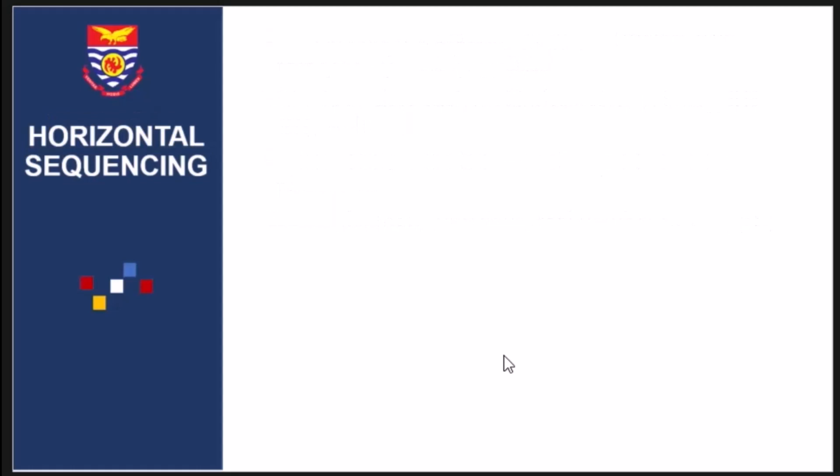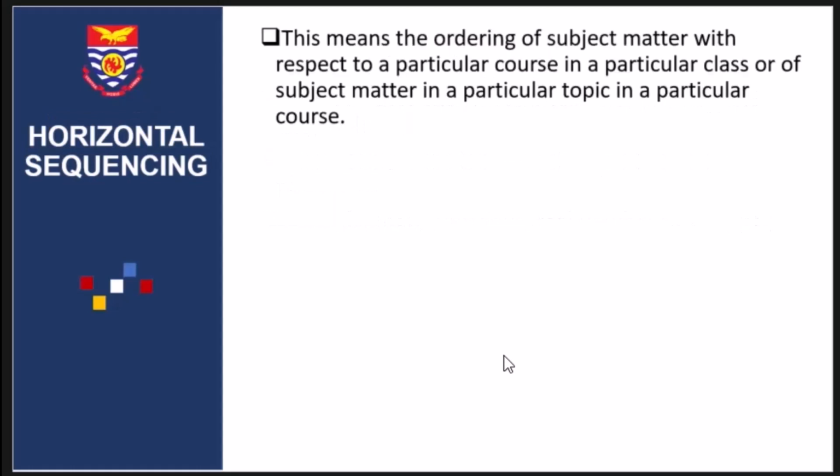For horizontal sequencing, it refers to the ordering of subject matter with respect to a particular course in a particular class, or of subject matter in a particular topic in a particular course. I'll take that again. When we say horizontal sequencing, we are talking about ordering subject matter with respect to a particular course in a particular class, or of subject matter in a particular topic in a particular course.